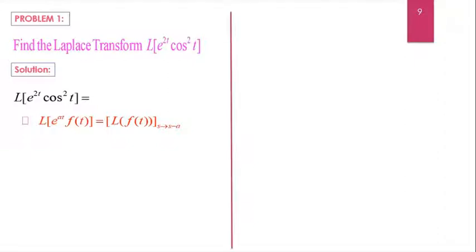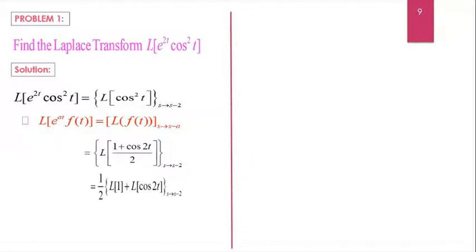Therefore, Laplace of e power 2t cos square t can be written as Laplace of cos square t where s is shifted to s minus 2. Since Laplace of cos square t is not in the standard form, we bring it into the standard form by writing it as Laplace of 1 plus cos 2t divided by 2, where s is shifted to s minus 2.